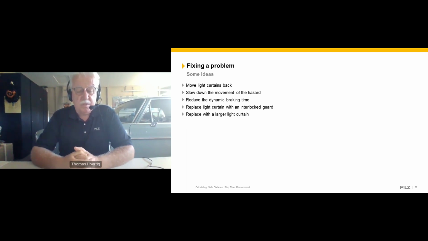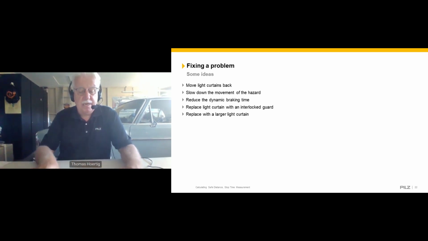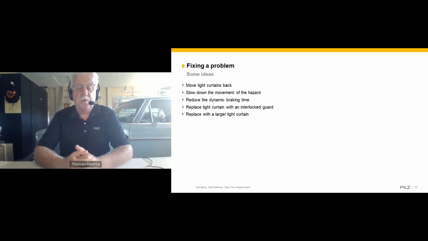You can slow down the movement of the hazard, because we know that time is very important. If you have a faster stopping time, then certainly this has an impact on your safe distance. Also, you can say, okay, if a light curtain doesn't work in this case, maybe I can replace it with an interlock guard. It all depends on how often you need to access or interact with a piece of equipment.